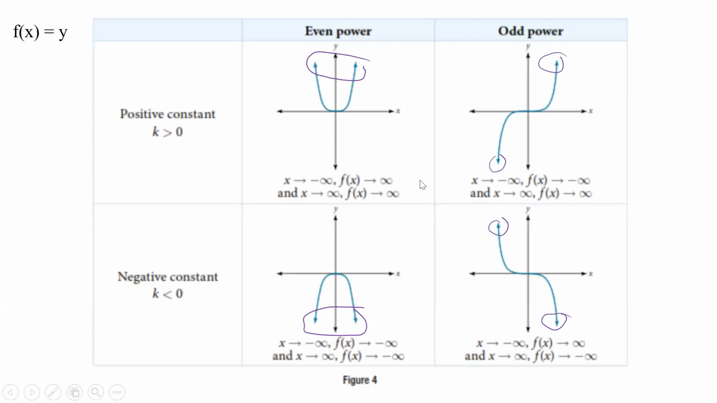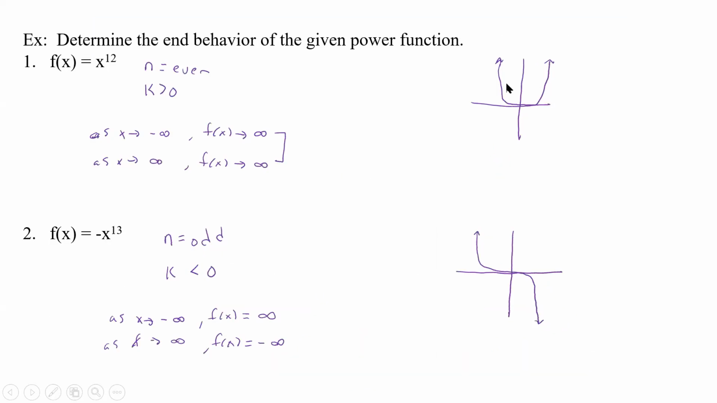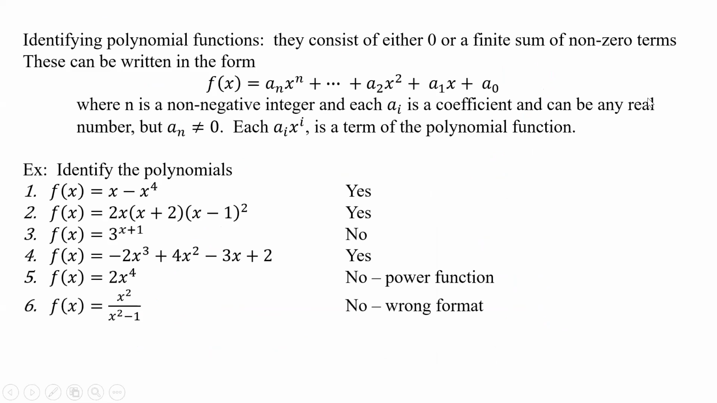And with that, just giving us the x to the 12th or minus x to the 13th, we can come up with a general formula. Now, we might not have exactly how flat it is drawn out perfectly, but we know what those end behaviors are. And that's really the key, what is the end behavior. Okay. All right, so that's power functions.